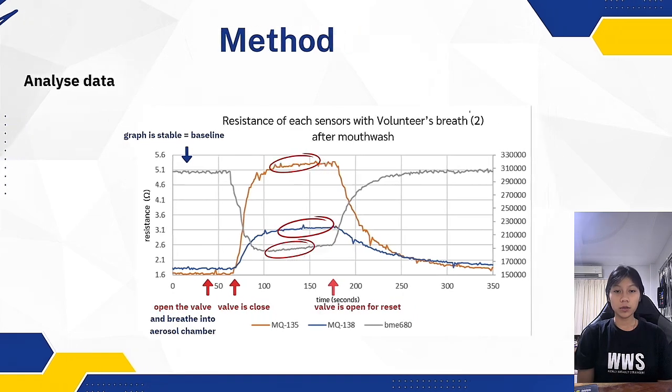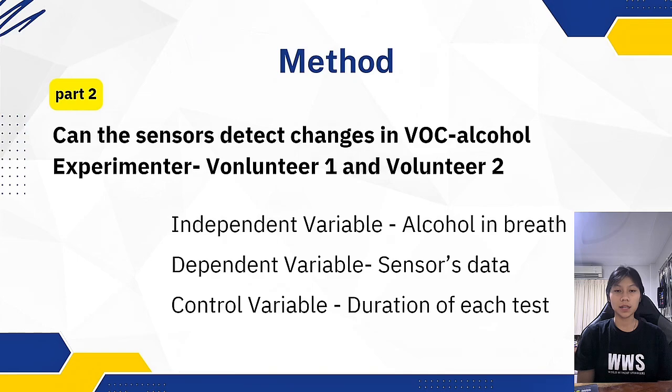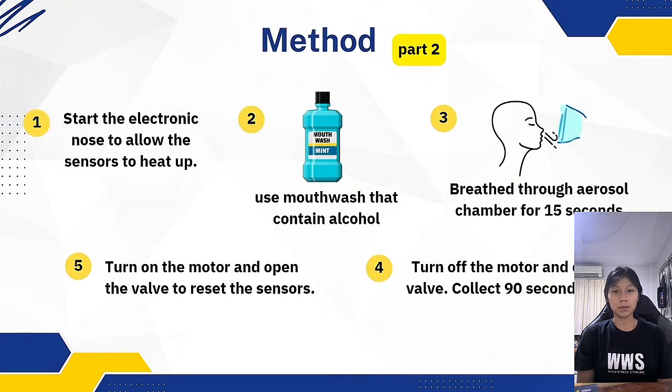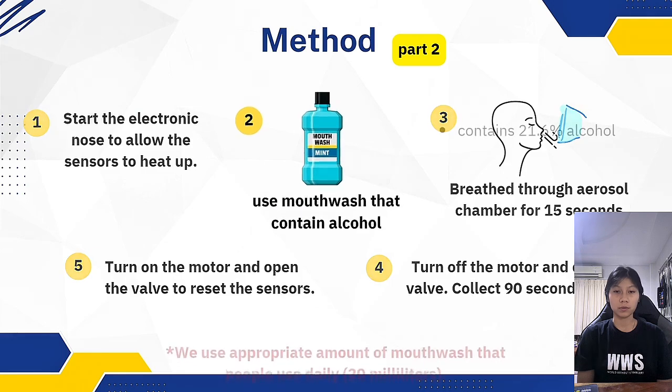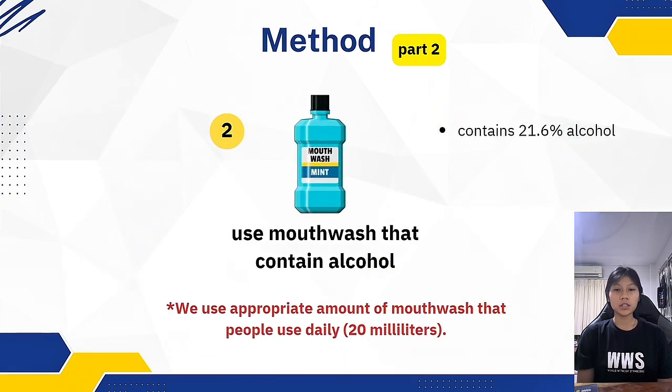In the second part, we experiment on whether our sensors can differentiate between a normal breath and an alcohol-influenced breath. The method we use is basically the same as part 1, but we include a step in which we use a mouthwash before breathing in. The mouthwash that we use contains 21.6% alcohol, and we use an appropriate amount that people use daily, which is 20 milliliters, to prevent harm.